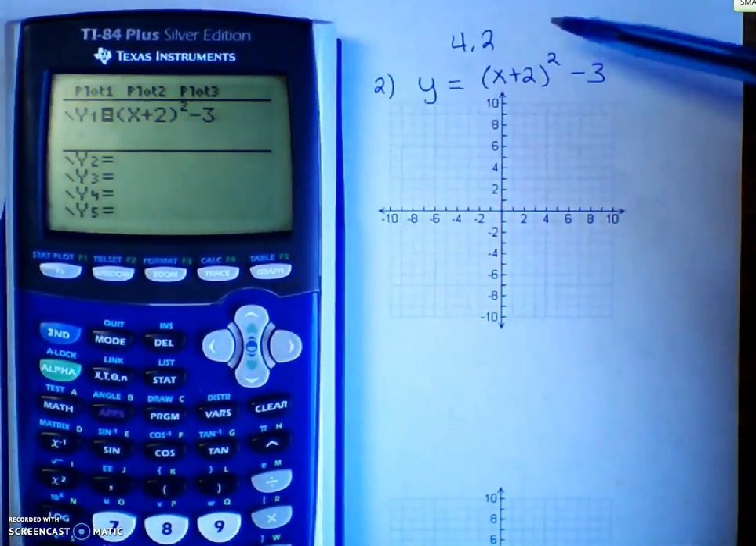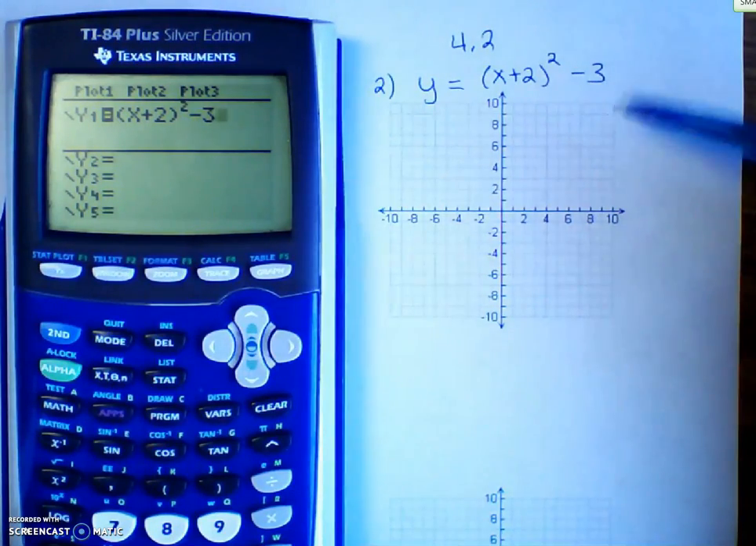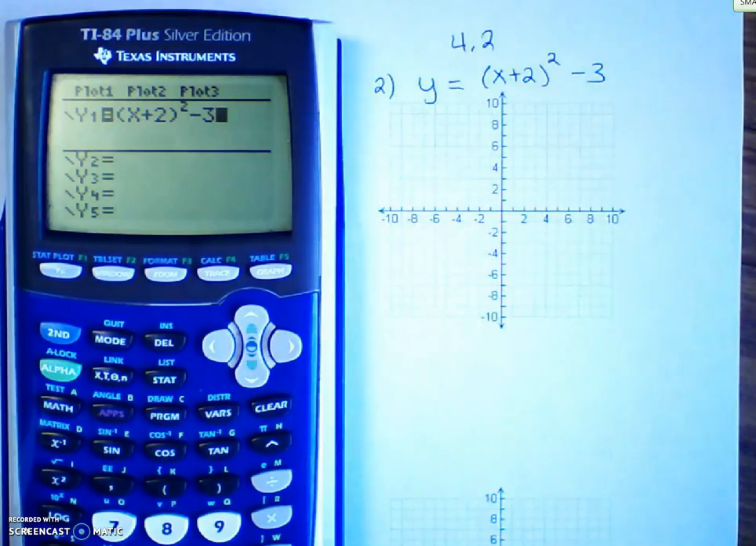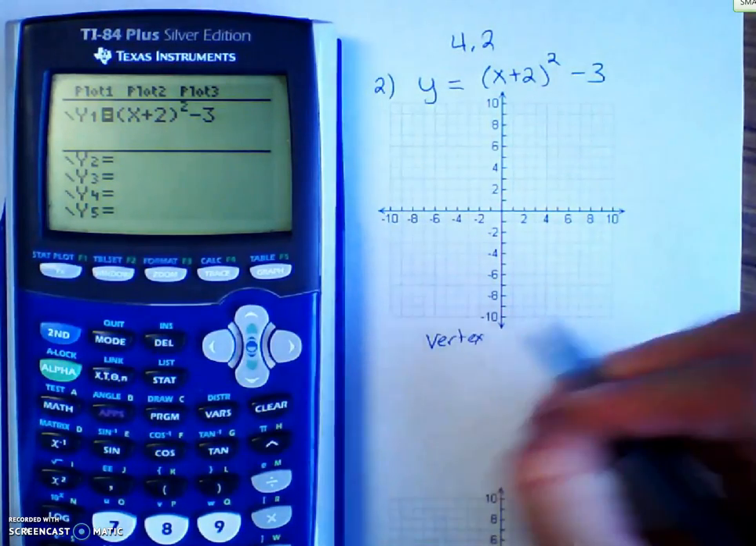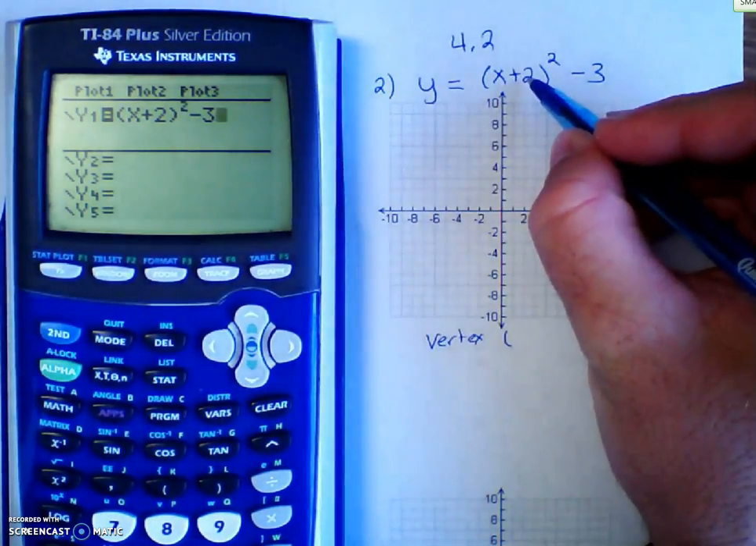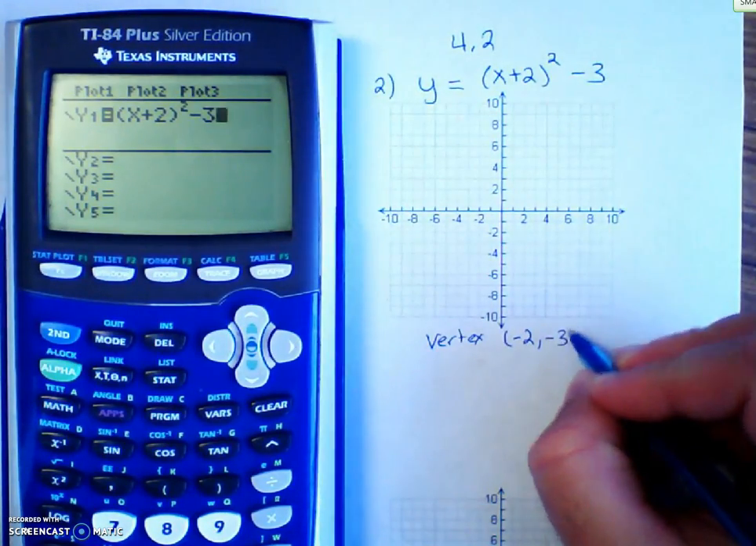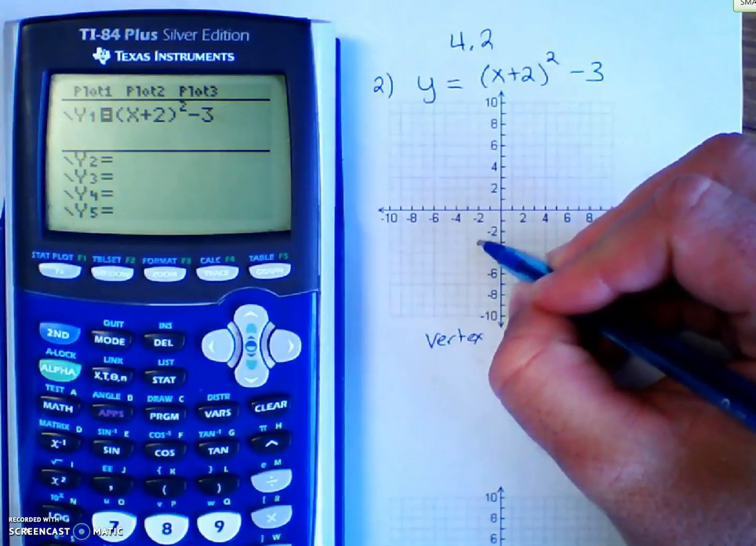All right, the next graph is from section 4.2. This one is in vertex form. You can tell because it's got the parentheses and the squared. And to do this one, your vertex is the easy part. That's why it's in vertex form. It's the opposite of the number in parentheses, and then whatever number is on the outside, which is a negative 3. So your vertex is negative 2, negative 3, which is right here.